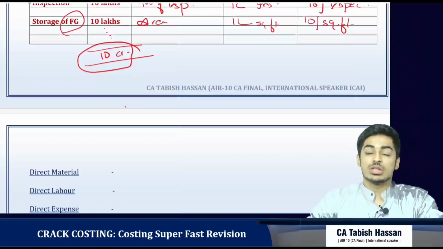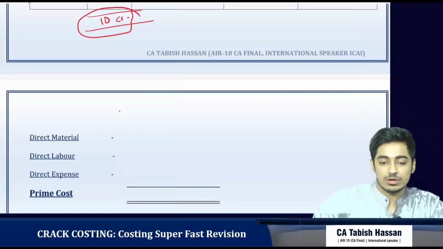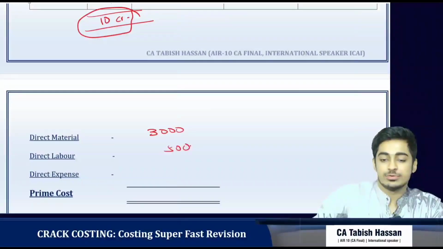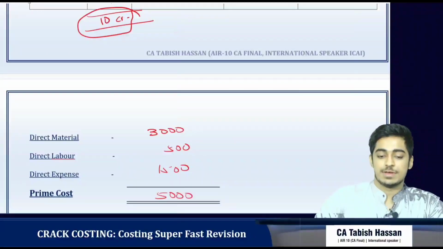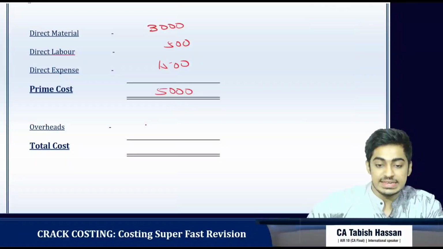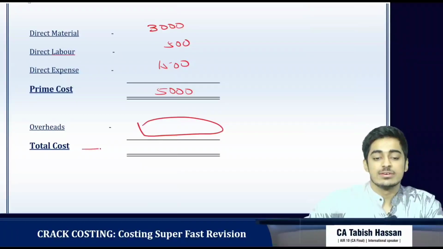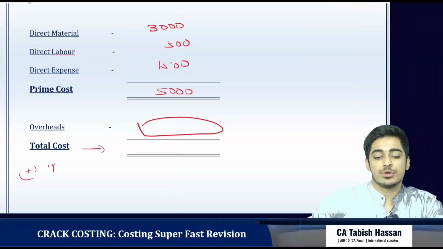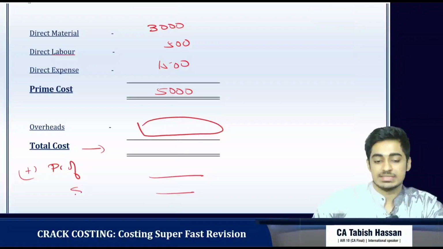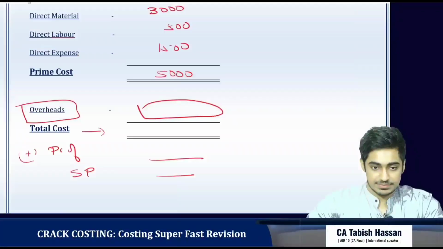Now, suppose we are manufacturers of MI10. We know that the direct material cost is 3,000 rupees, the direct labor is 500 rupees, and the direct expense is 1500. So the prime cost is 5,000. Now we want to know the total overheads incurred to manufacture 1 unit of MI10. If we get that, we get the total cost, we add profit, we determine our selling price. So how do we get overhead as per activity based costing?